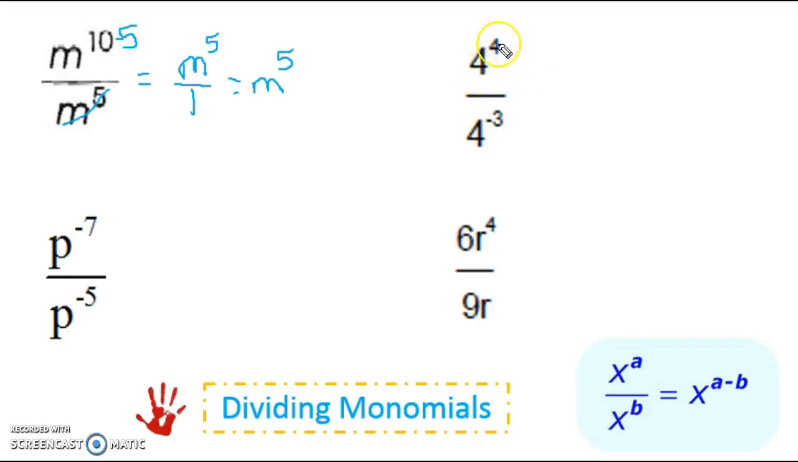Okay, on to the next one. 4 raised to the power of 4 divided by 4 raised to the power of negative 3. Remember, if it's negative, it doesn't like where it's at, so we have to move it to the top. So if we move it to the top, then we're left with 1 on the bottom, and 4 to the 4th times 4 to the 3rd. It is now happy, so it's positive.